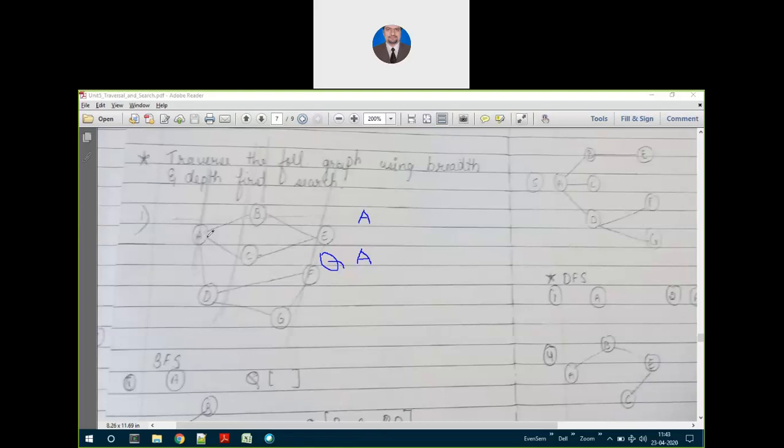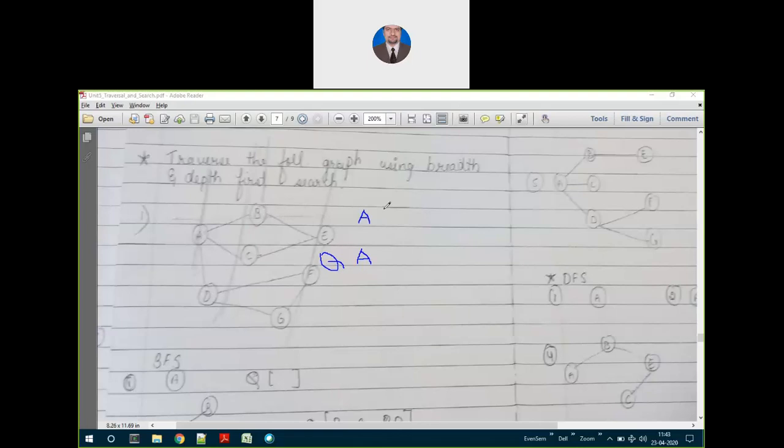Okay. Then what are the adjacent vertices which are connected to this? There are D, C, B. I can choose any order. I can choose first B, or C, or D also. There is no problem. I can start from this end, or I can also start from the other end, whichever is easy for us. So here I will choose B this time.